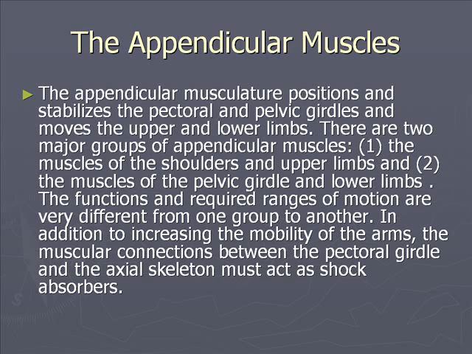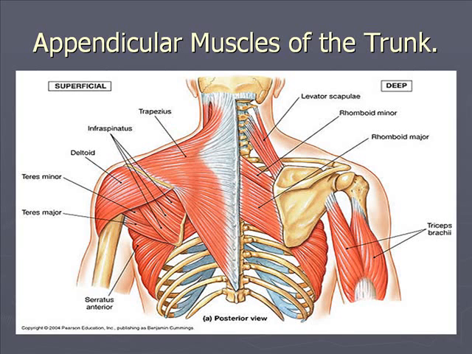In addition to increasing mobility of the arms, the muscle connections between the pectoral girdle and the axial skeleton must act as shock absorbers. I talk about all the muscles basically together because there is certainly a significant relationship here between the axial and the appendicular muscles. They all work together in carrying out function.